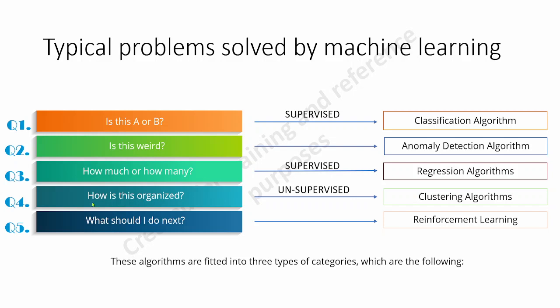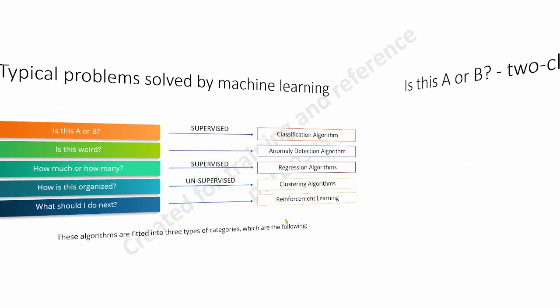That's supervised. How is this organized means how many groups of data, or what kind of grouping, what kind of clustering do we have. That's called unsupervised. What should we do next? This is a reinforcement learning problem.